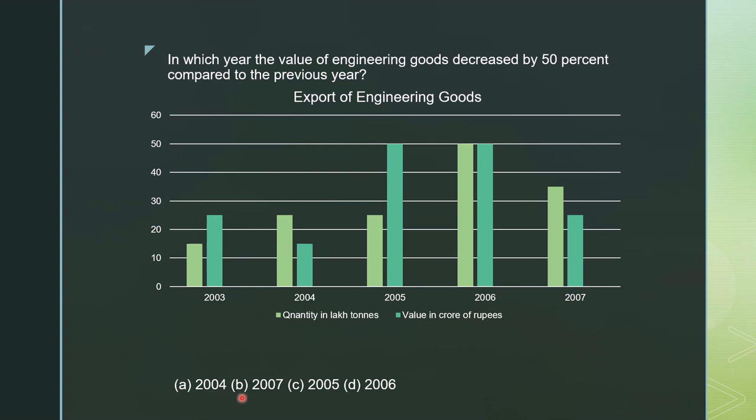So in 2004 and 2007 we have to calculate the percentage decreased compared to the previous year. Okay, so how we calculate next, in the next slide we solve. So how we calculate the percentage decreased compared to the previous year, that is option A, in 2004 the value decreased by 25 minus 15 divided by 25.